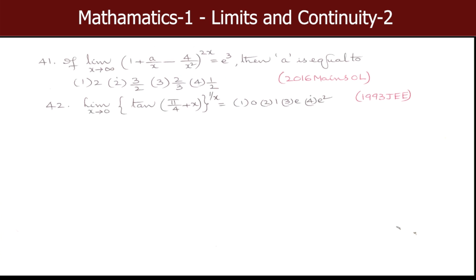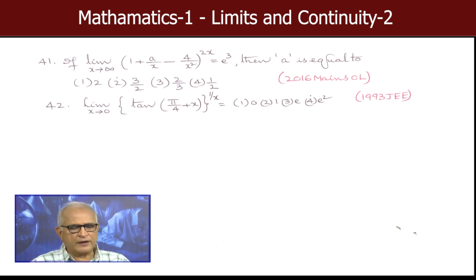So, look at the question number 41. If the limit as x tends to infinity of (1 plus a by x minus 4 by x square) whole power 2x is equal to e cubed, then what is the value of a? This was in the 2016 Mains online paper.